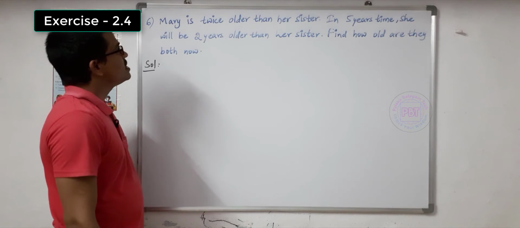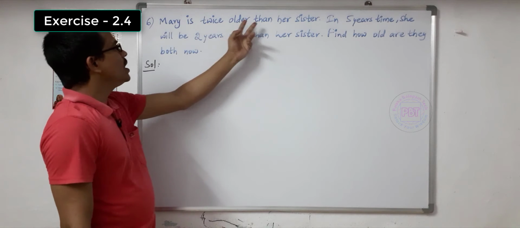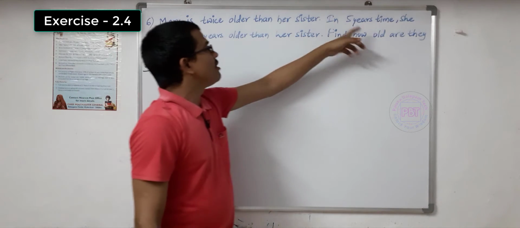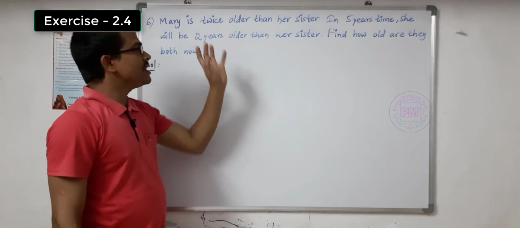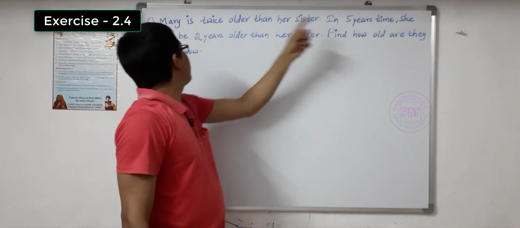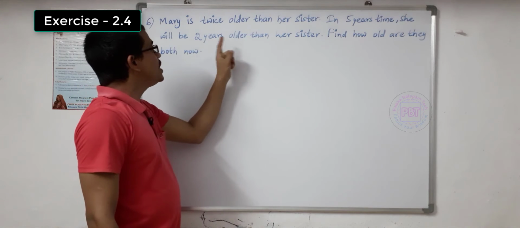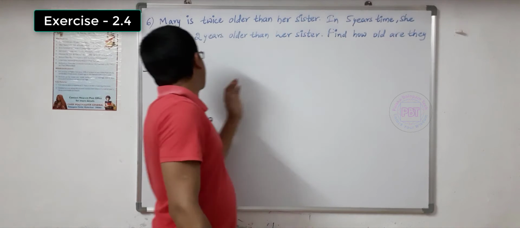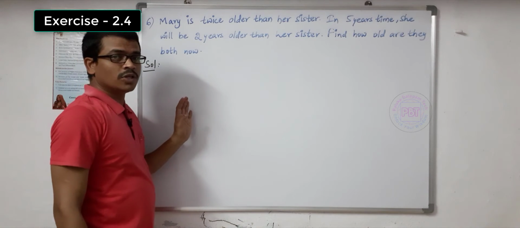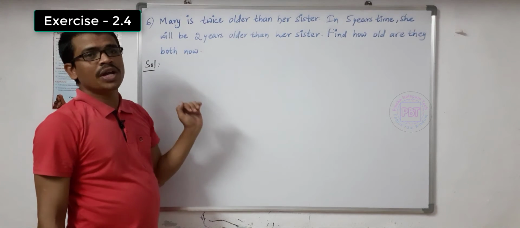Mary is twice older than her sister. In 5 years time, she will be 2 years older than her sister. So in the 5 years time, she refers to Mary. So in 5 years time, Mary will be 2 years older than her sister. So find how old are they both now. What are the present ages of Mary and Mary's sister we are going to find here.